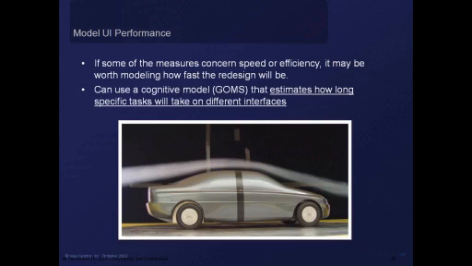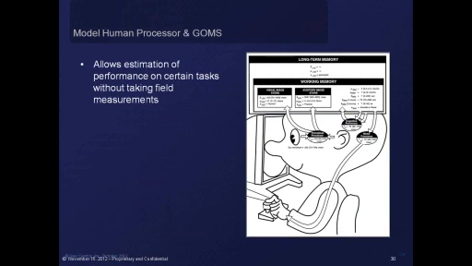And in effect, what we're doing is we're putting it in a wind tunnel before we actually build it, which is a strong benefit and will reduce the cost in the long run. So this cognitive modeling is built on something called the Model Human Processor, and it was developed back in the 80s and is still sort of living a life at this point in time, because it allows the estimation of performance without taking measurements in the field.